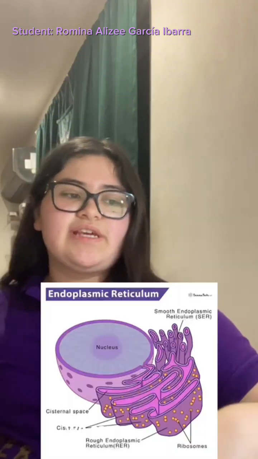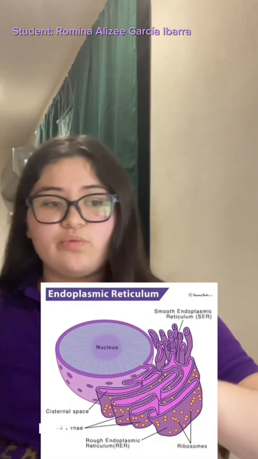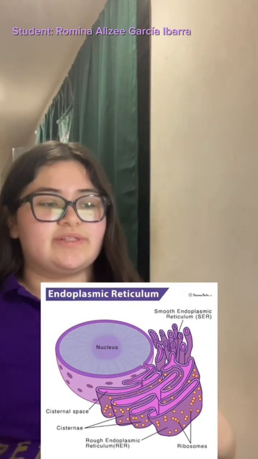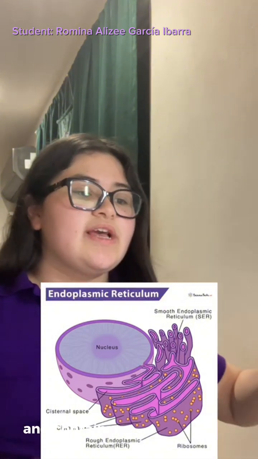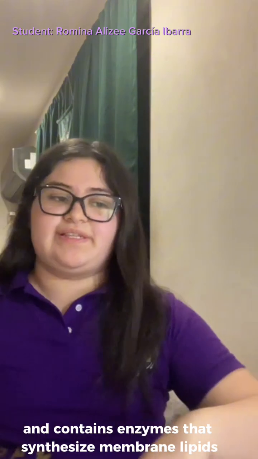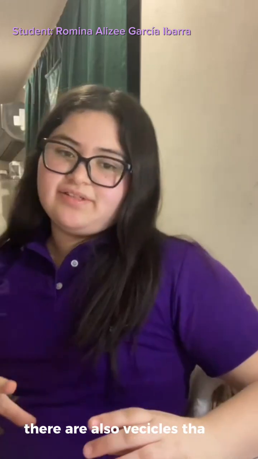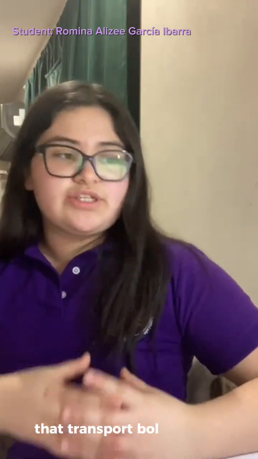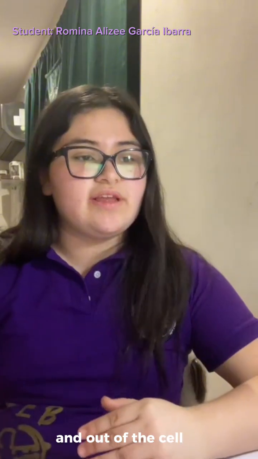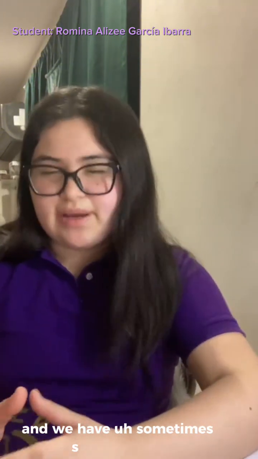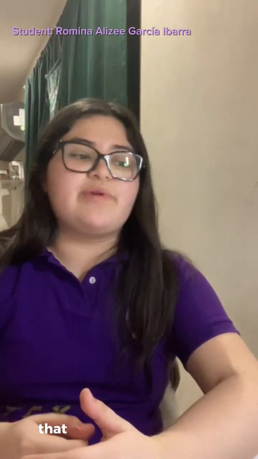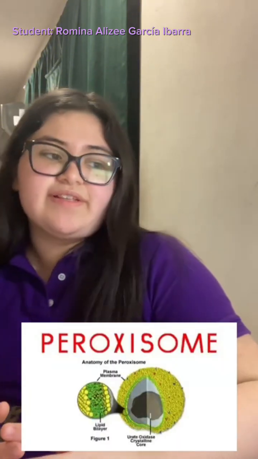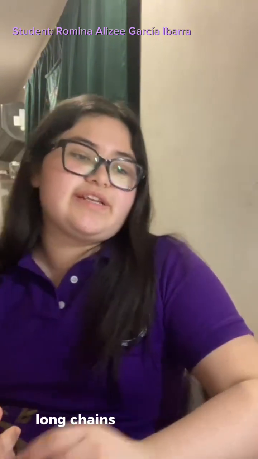Outside the nucleus, we can see the endoplasmic reticulum, both rough, involved in protein synthesis, and smooth, which detoxifies drugs and contains enzymes that synthesize membrane lipids. There are also vesicles, which are tiny sacs that transport biological molecules in and out of the cell. Some vesicles are lysosomes, which contain digestive enzymes that break down lipids, proteins, and more. On the other hand, we have peroxisomes, having enzymes to break down amino acids, long chains, etc.